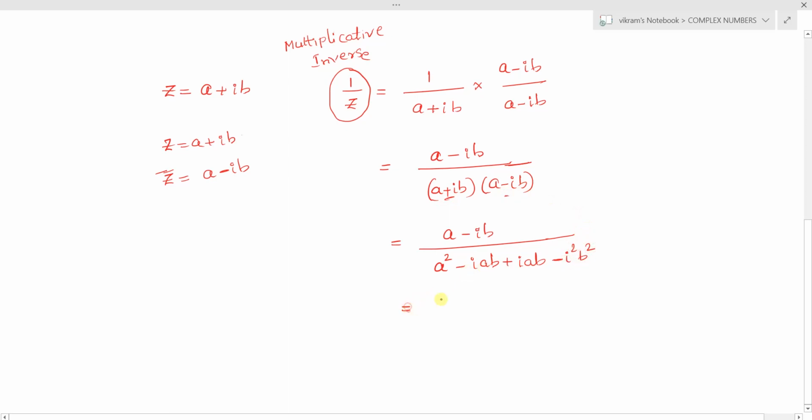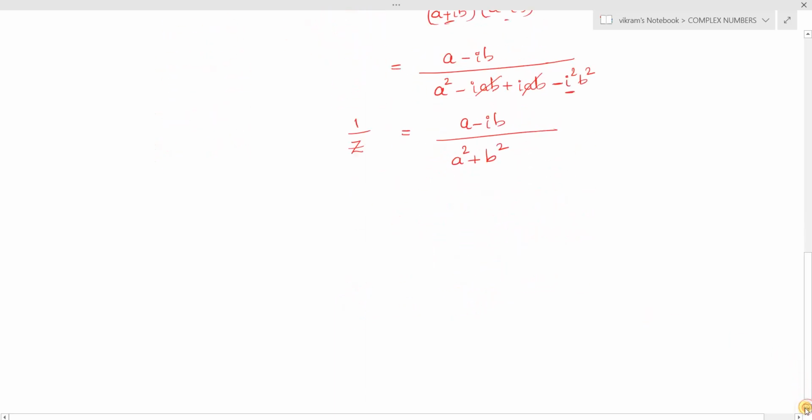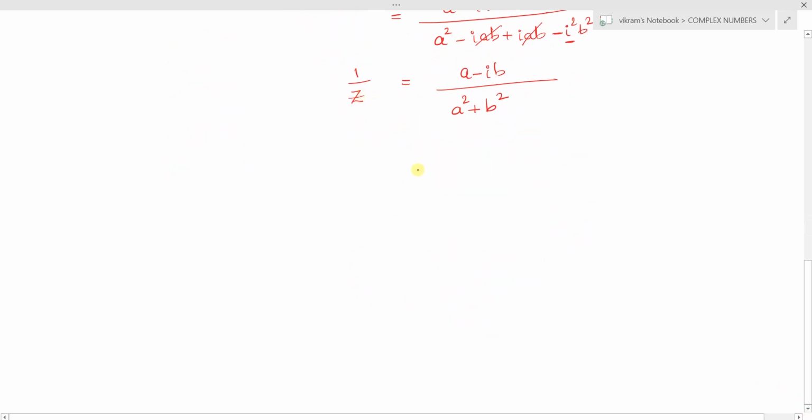So now we will get over here a minus ib by plus i times of ab minus i times of ab cancelled out, then a square and minus i square is minus 1, minus into minus plus, and we'll get it as b square. Then the multiplicative inverse of a complex number is a minus ib by a square plus b square.